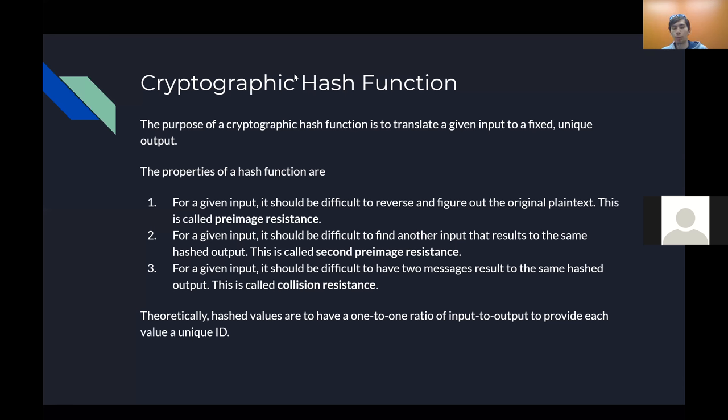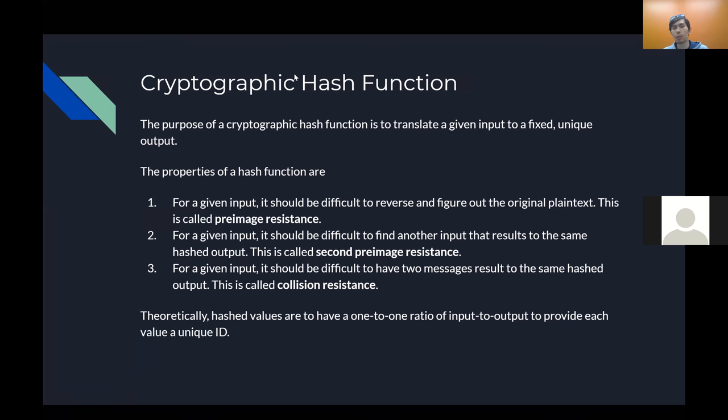And this is called pre-image resistance, right? If someone uses a one-way hash function, the resulting hash should not be reversible. This is very hard to do, and theoretically it should be impossible because every input has one unique output. Another property for hash functions is that for a given input, it should be difficult to find another input that results in the same hashed output. So this is called second pre-image resistance.